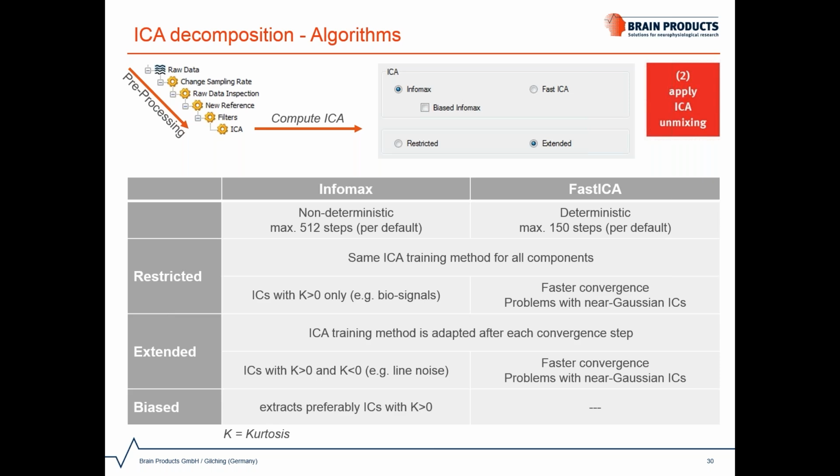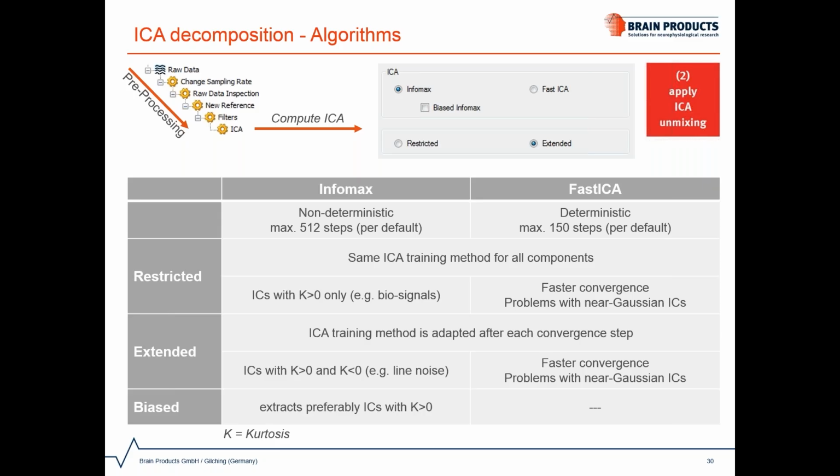Now to the main difference between restricted and extended. The restrictive versions of the algorithms use the same training method for every component and convergence step, while the extended version adapts the training method in every convergence step to the kurtosis of the currently extracted component. So this might sound a little bit difficult. The quintessence is the extended algorithm is an adaptive algorithm, and this means it might actually be more effective in the end, but it will take longer than the restrictive version.